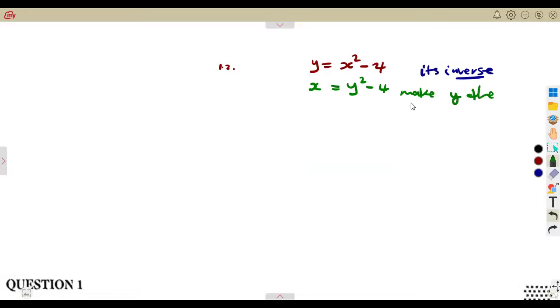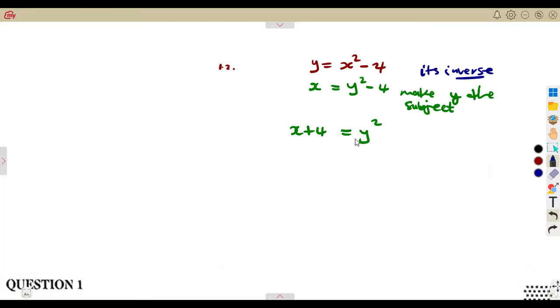You make y the subject. By making y the subject of the formula, that's the inverse of the function that you've determined. So what are you going to have? If you make y the subject, negative 4 to the other side, crosses the equal sign, that's a plus. So x plus 4 is equal to y squared.